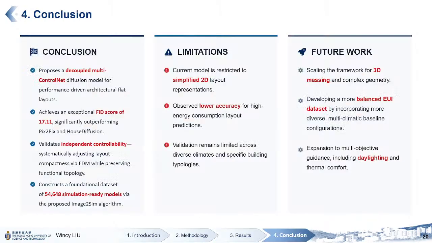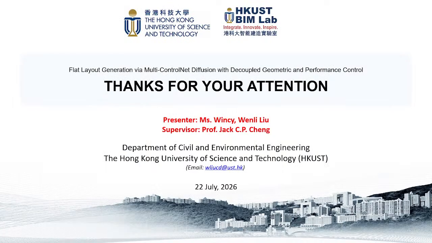And to summarize our work, we propose a decoupled multi-ControlNet diffusion model so that we can separately control the geometric condition and the energy condition. And we reach a high performance in model training. As a next step, we will also consider the 3D massing model, because we focus on the 2D flat layout, and continue to enhance our energy label dataset. And that's all for my presentation today.